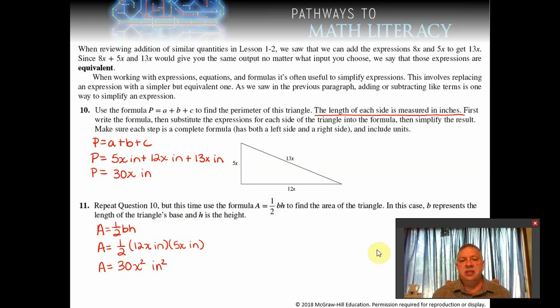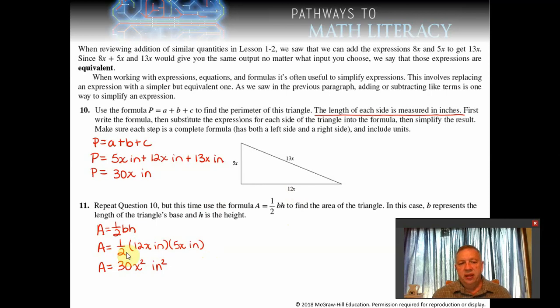So repeat with 10, but this time use the formula A is equal to 1/2 the base times the height to find the area of the triangle. In this case, B represents the length of the triangle's base. This is where it sits on, and then the height is how high it goes up. So in this case, I would write area is 1/2 base times height, that's the area inside. That's like if I colored this stuff in. 1/2, the base is 12x inches, the height is 5x inches, and now I want to simplify.